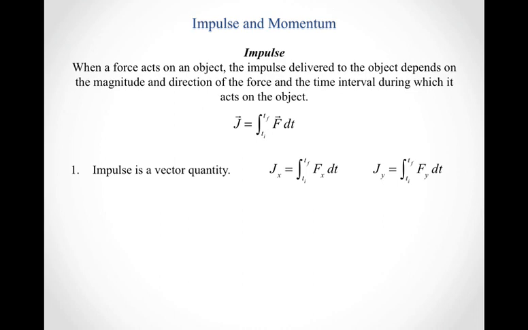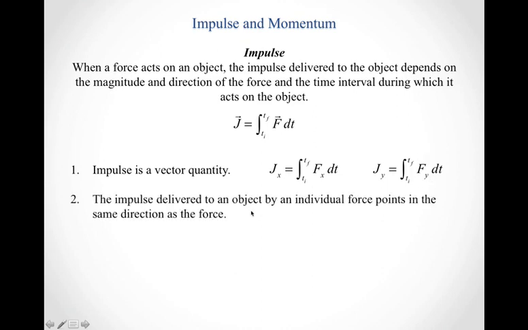The first one is, of course, that the impulse is a vector quantity. J, as a vector, has as many components as there are relevant dimensions for the problem. So if there's a two-dimensional problem, then you've got an x component for the impulse vector and a y component for the impulse vector. The x component of the impulse depends on the x component of the force. The y component of the impulse depends on the y component of the force.